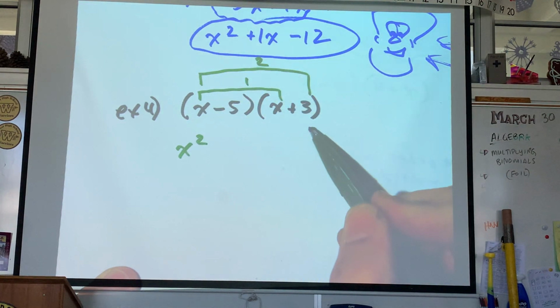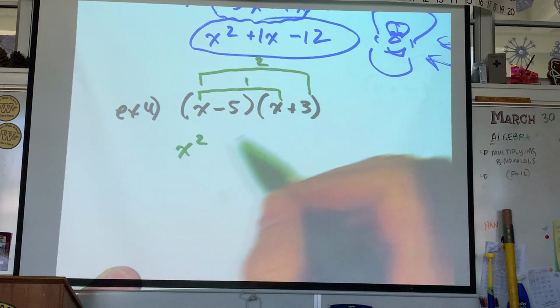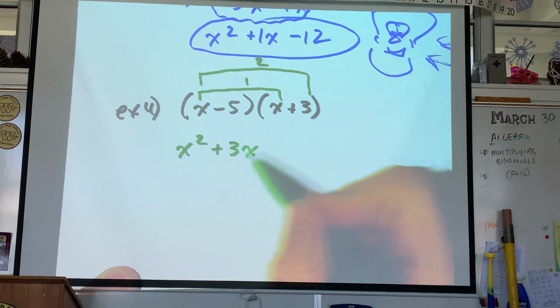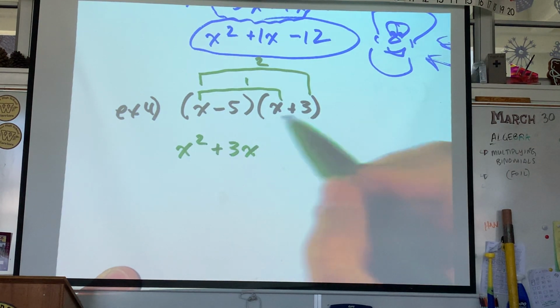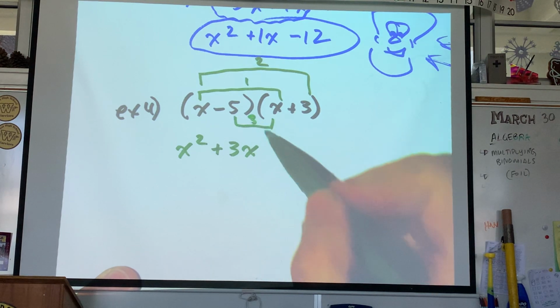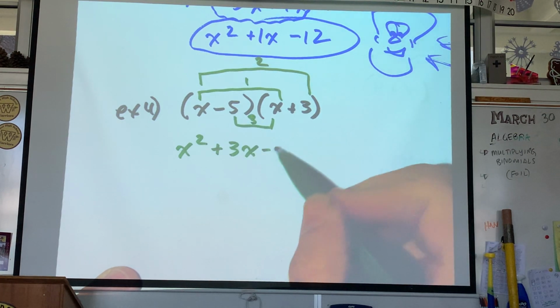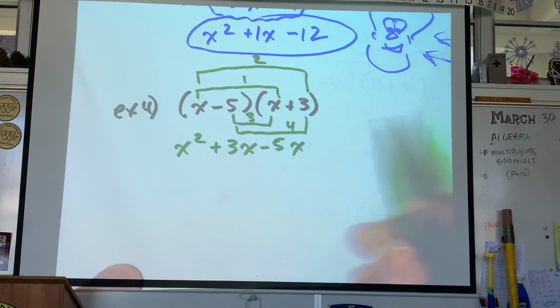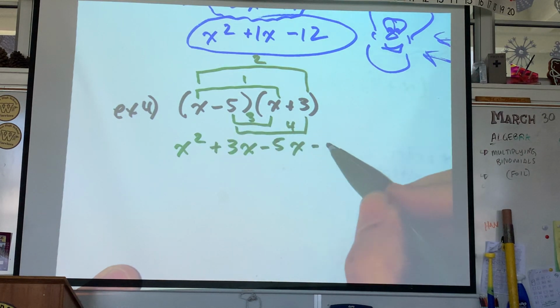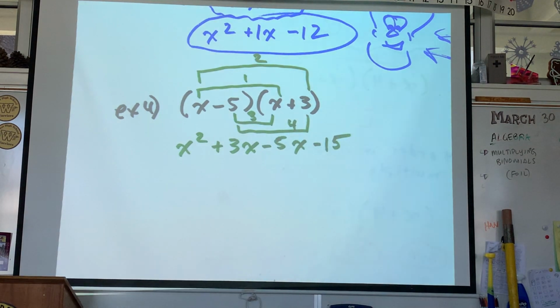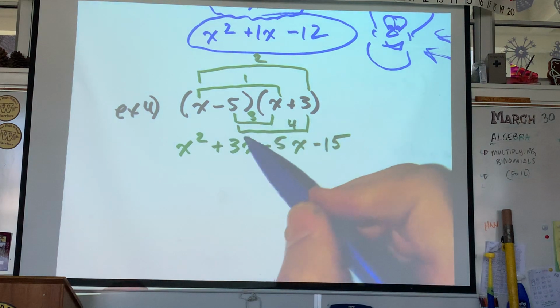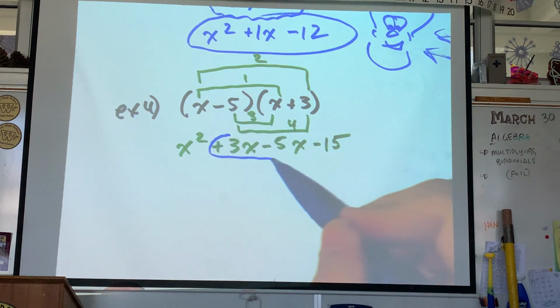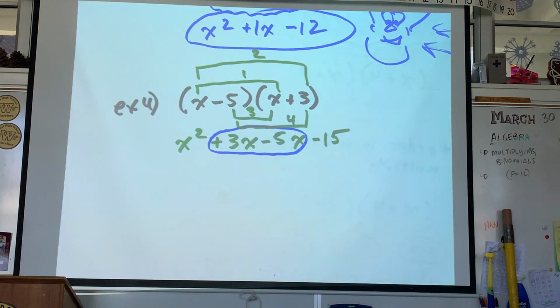Outers, our second step, is x times positive 3. That's positive 3x. I stands for inners. That's step 3. Negative 5 times x is negative 5x. And lasts is negative 5 and positive 3. And negative times a positive is a negative. Negative 5 times positive 3 is negative 15. There we go. And we are combining these middle terms.